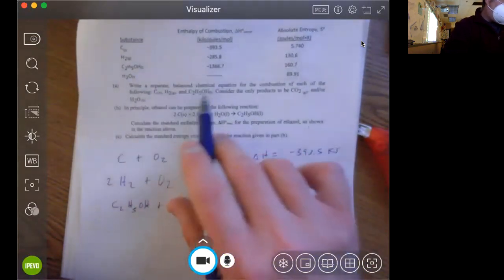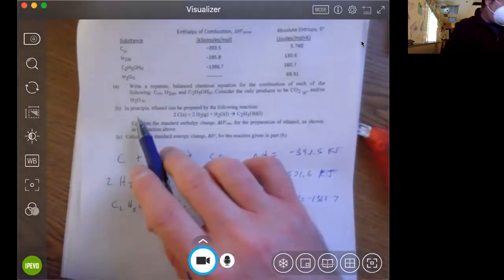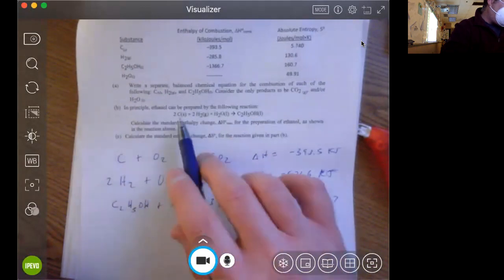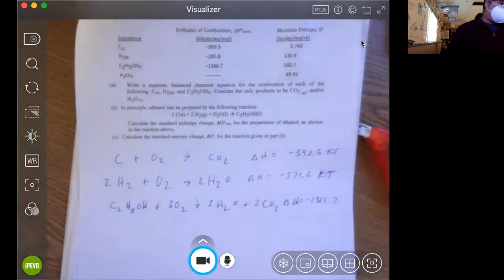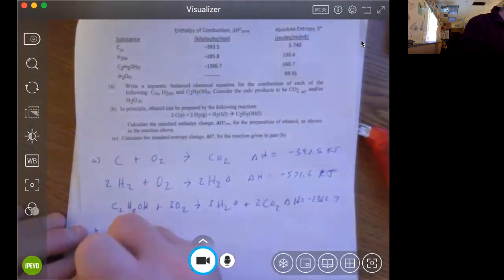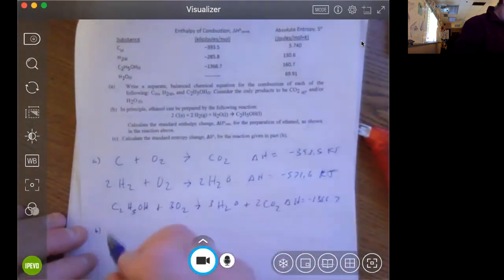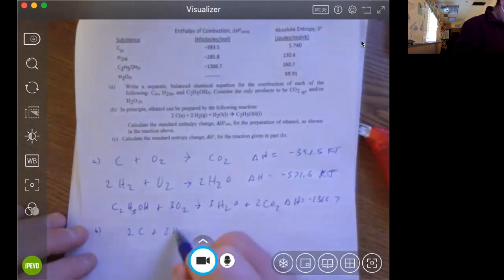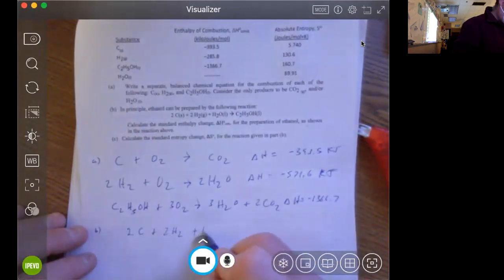All right, so write a separate balanced equation. I believe we've done that. It says, B, in principle, ethanol can be prepared by the following reaction: 2C plus 2H2 plus H2O yields C2H5OH.